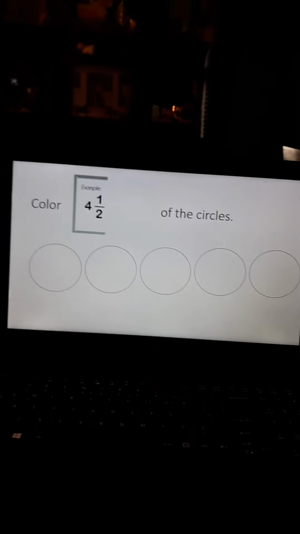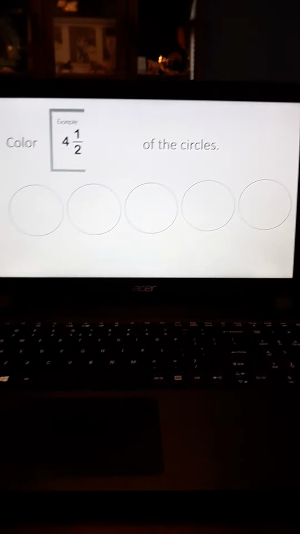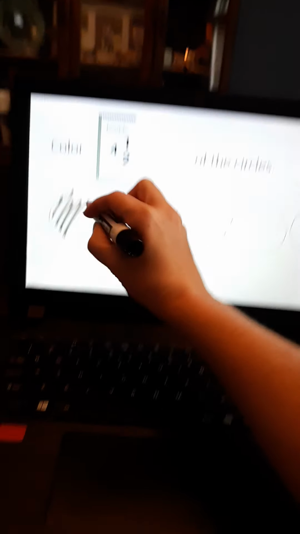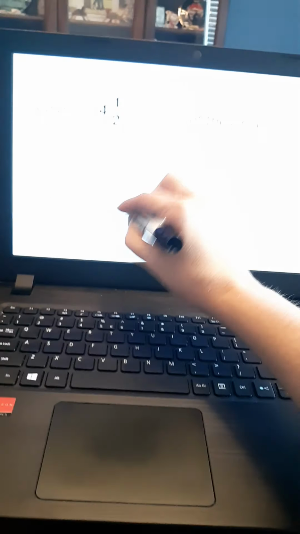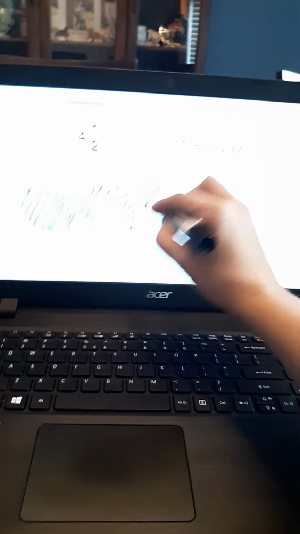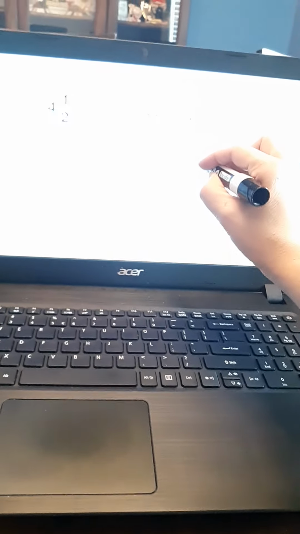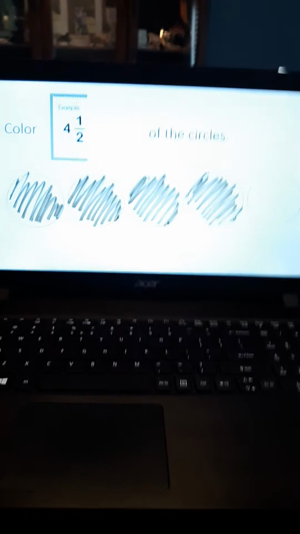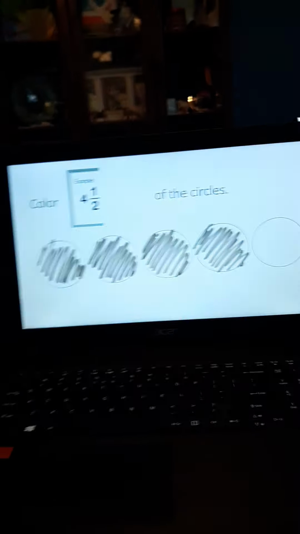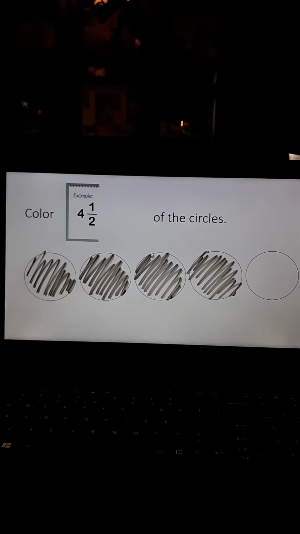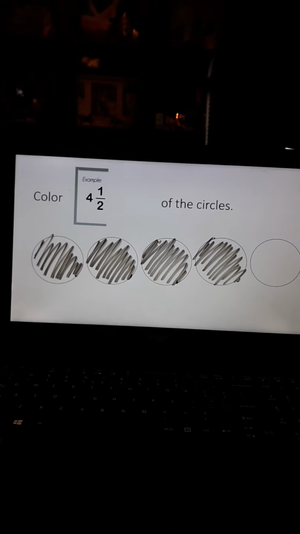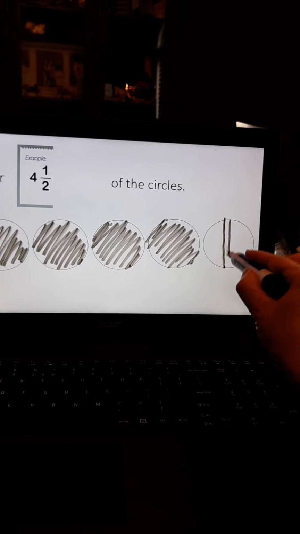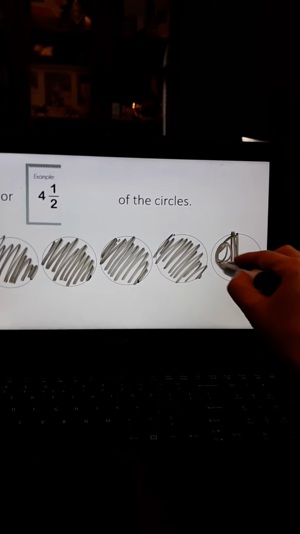All right, next one. It says color 4 1/2 of the circle. So I need to color 4 wholes. So 1, 2, 3, 4. I hope you do a better shading job than that, because I am holding Alex and it's causing me to wiggle all around. All right, so I got 4 wholes, and then I need to do a half of this one. So I've got to divide this into half, and there we go. And I'm going to shade in one of those halves.